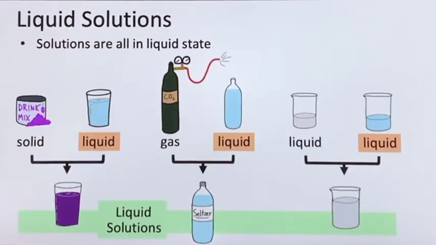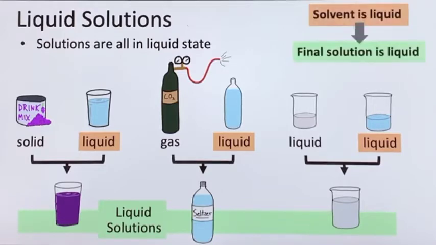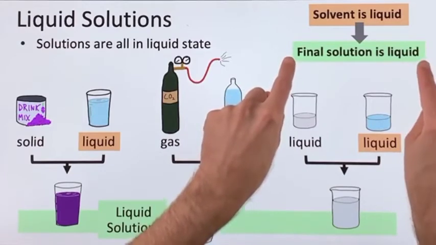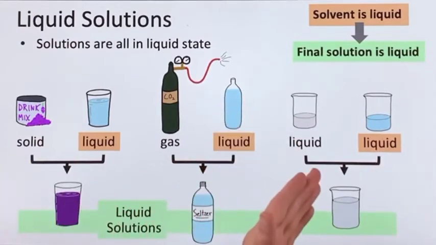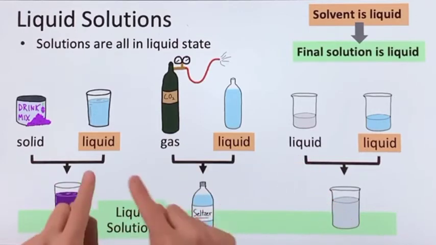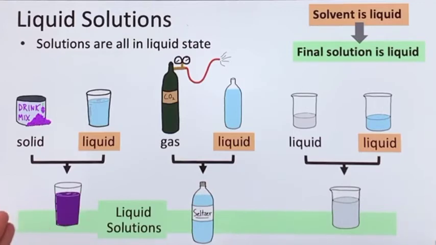Now, if you think about all the solutions that we've looked at so far, you might notice that they are in the liquid state. They're all liquid, and we call this a liquid solution. If you dissolve in a liquid, your final solution will be in the liquid state, no matter what the solute is. So, the solute can be solid, it can be gas, it can be liquid. If you dissolve in a liquid, the final solution will also be liquid.